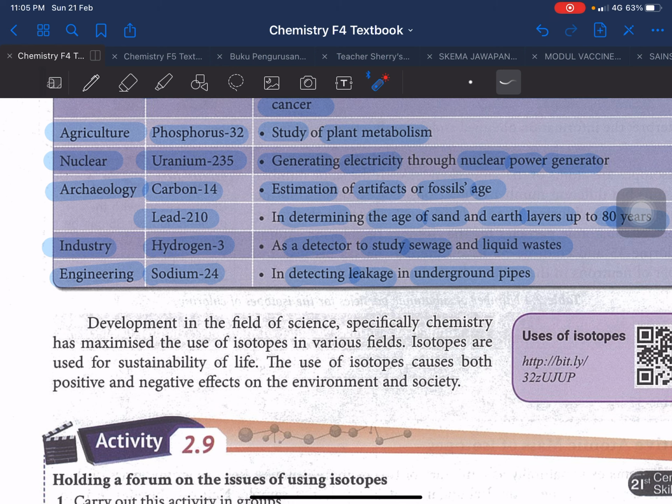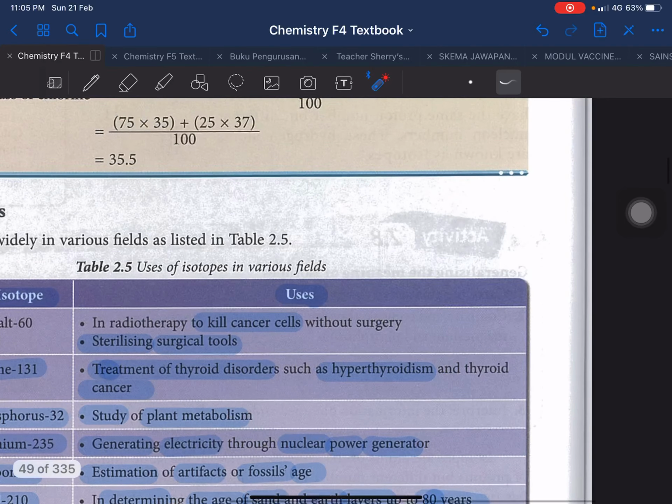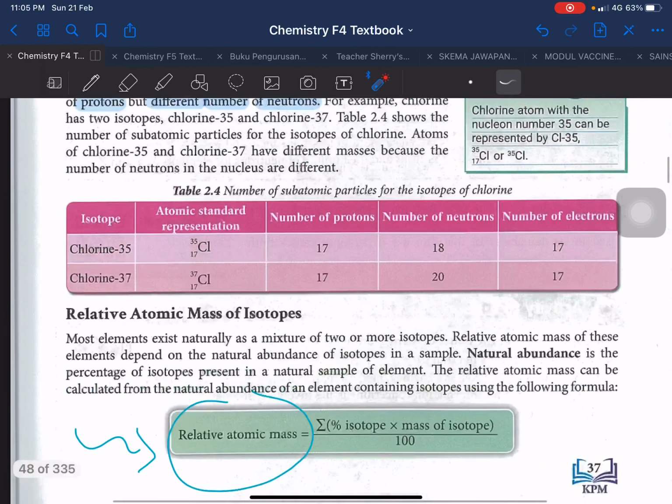So isotopes are used for the sustainability of life. The use of isotopes actually causes both positive and negative effects on the environment and society. You can read more in this QR code. So let's look at how to count, okay? You are required to count the relative atomic mass of isotopes.